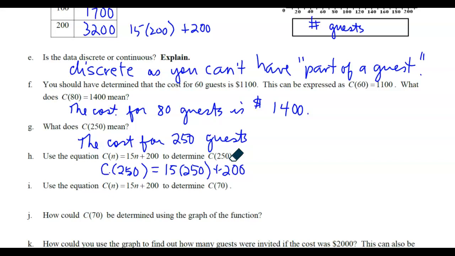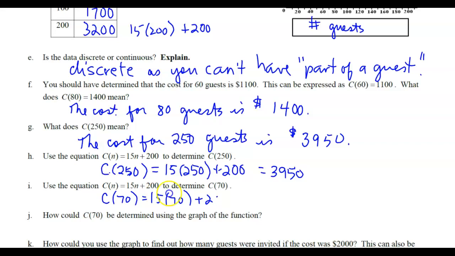And we get 33,950. So the cost, I go back, the cost for 250 guests is 3,950. If we have the C of 70, we put 70 in for n. We don't leave a lot of space there, but that's going to be 1,250.